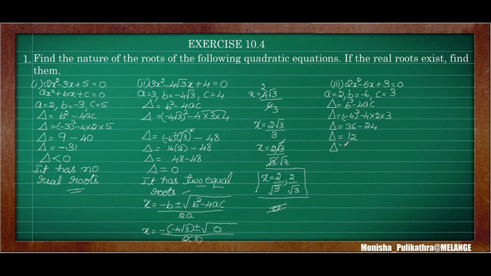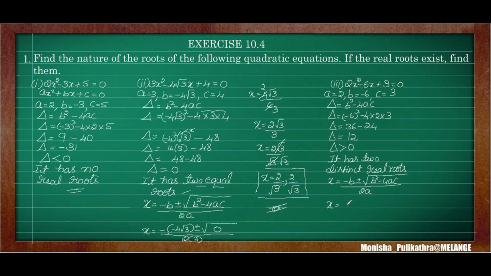So if delta is equal to 12, meaning delta is greater than 0, then it has two distinct real roots. Distinct means different. Distinct real roots or two unequal real roots. So if delta is equal to 0, then it has two equal roots, whereas if delta is greater than 0, it has two distinct real roots, and if delta is less than 0, it has no real roots. Okay, these are the nature of the roots. If it has real roots, then we have to find the roots by applying the quadratic formula. So minus b plus or minus square root of b square minus 4ac, whole divided by 2a.